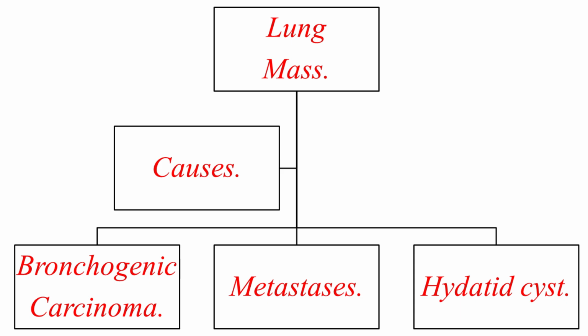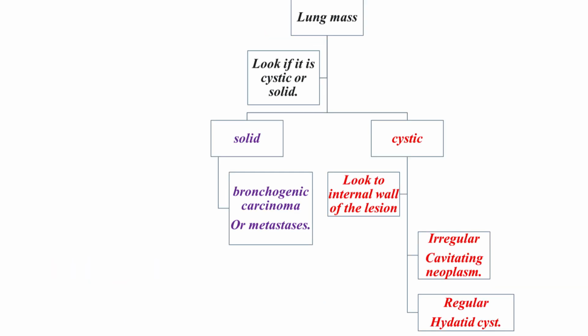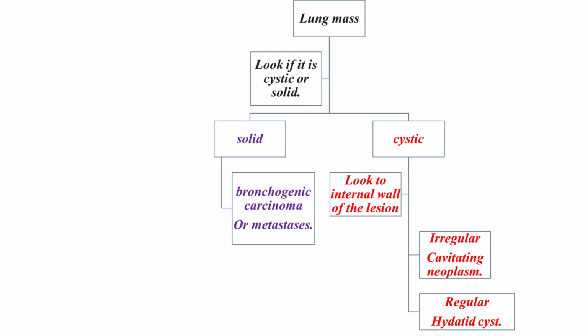Causes of lung masses could be classified into 3 main groups, which are bronchogenic carcinoma, metastasis or hydatid cyst. To differentiate between these 3 groups, look if the lesion is cystic or solid in nature. If it is solid, your diagnosis is bronchogenic carcinoma versus metastasis, but if it is cystic, look to internal wall aspect of the lesion. If it is irregular, think cavitating neoplasm, but if it is regular, think hydatid cyst.